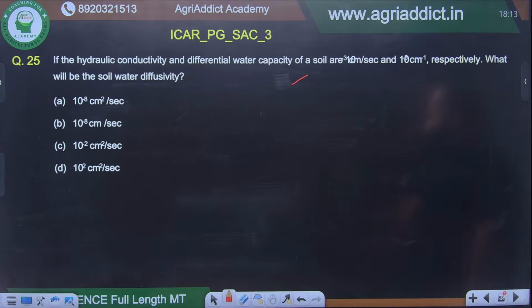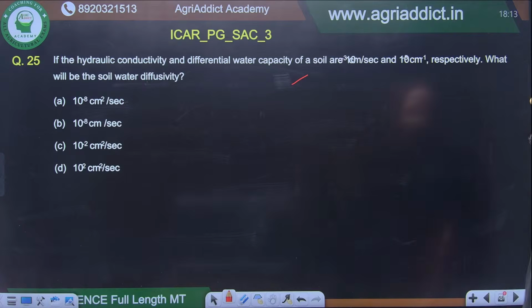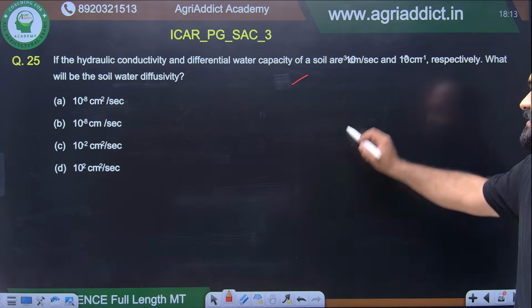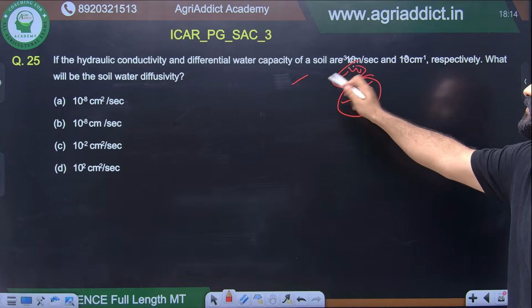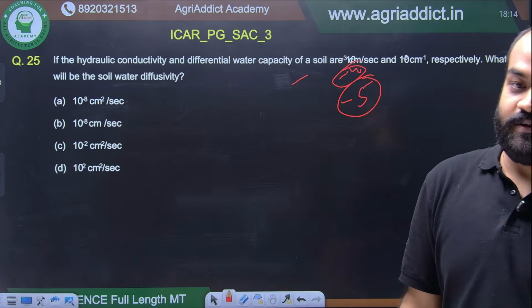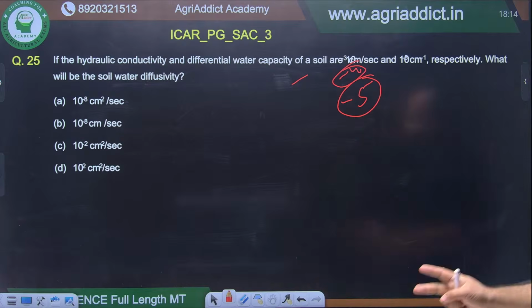Because those who know this will never get it wrong. They will definitely get it correct and get 4 marks. And if you don't know this, then definitely you are behind by minus 5 or minus 4. So it will be a huge problem for you. Be very thorough with the problems of bulk density and mass-volume relationships.